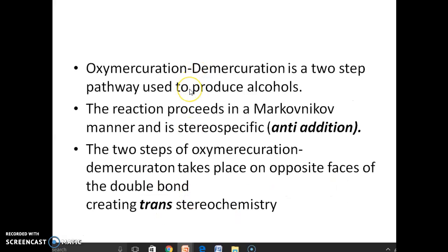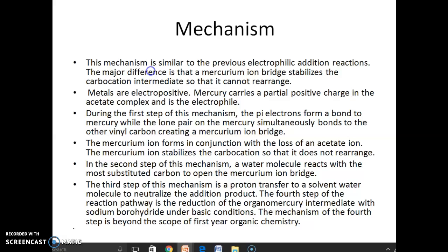Oxymercuration and demercuration is a two-step pathway used to produce alcohols, which proceeds in a Markovnikov manner. It is a stereospecific reaction and is sometimes called an anti-addition reaction. The two steps of mercuration and demercuration take place on the opposite faces of the double bond, creating trans stereochemistry. The mechanism will follow step by step.